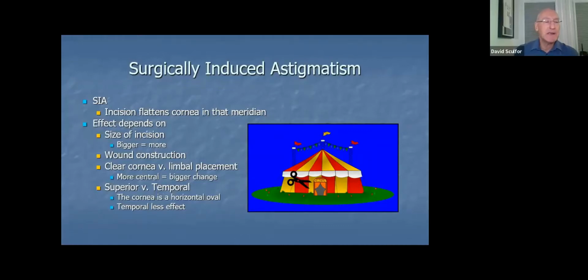And that takes us on to the last point, which is it does make a difference whether you tend to do your incisions superiorly or temporally. That's because the cornea is a horizontal oval, so if you're doing a temporal incision, you will have less surgically induced astigmatism simply because it's further away from the centre.